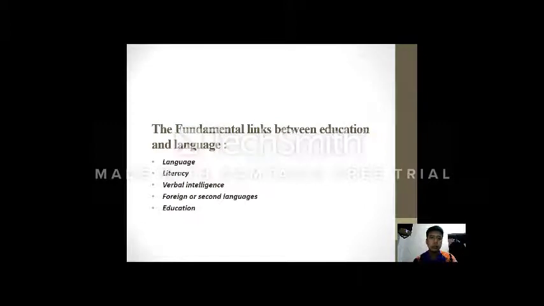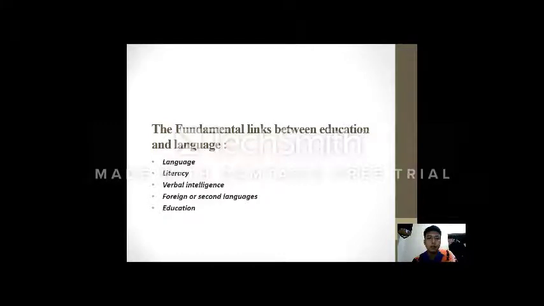Next are the fundamental links between education and language. There are five aspects that link education and language. For the first one, it's language. Language is the main medium of education. The second is literacy. Literacy is a mode of language. It's one of the foundations of education.